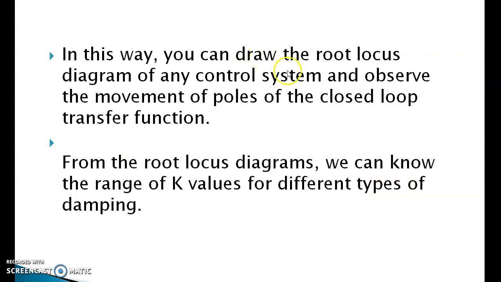In this way, you can draw the root locus diagram of any control system and observe the movement of poles of the closed loop transfer functions. From the root locus diagrams, we can know the range of k values for different types of damping.